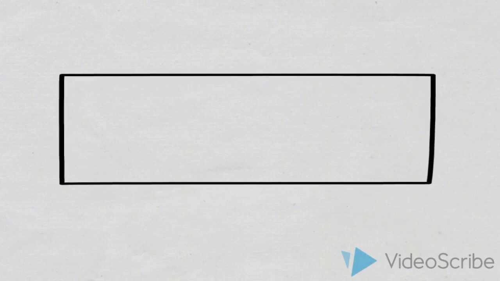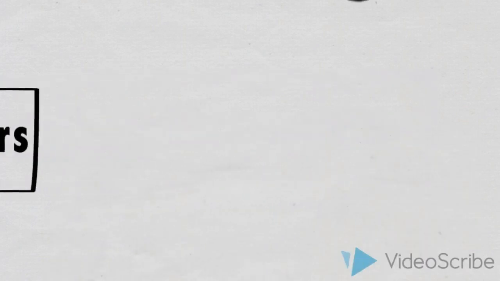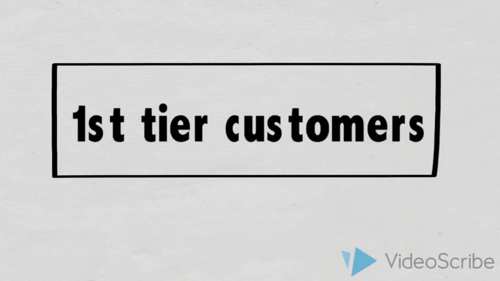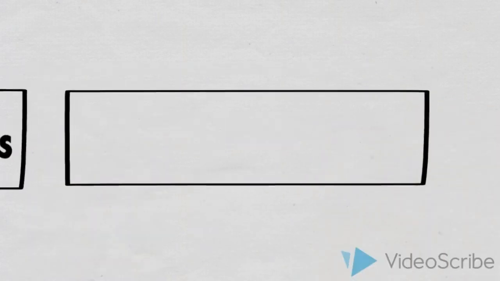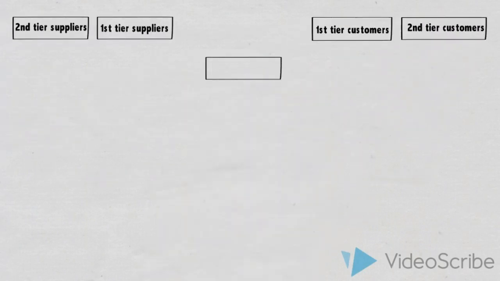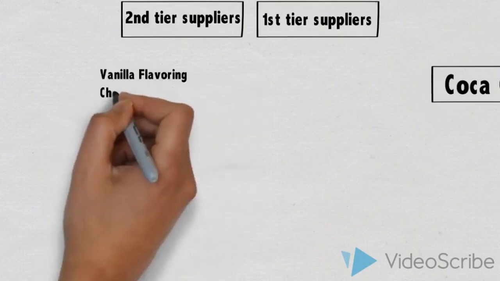Actually, Coca-Cola has a very unique situation where they operate in a few different segments of the supply chain in order to maximize profits. So they have suppliers that provide first tier and second tier, and then they look at their customers from first tier and second tier. So you'll see what that means and where that fits in the supply chain as we've been discussing it in the food industry.